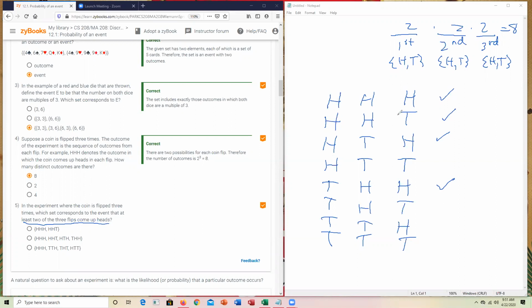Head, head, head; head, head, tail; head, tail, head; tail, head, head. So it's going to be the middle option there, completing that participation activity.